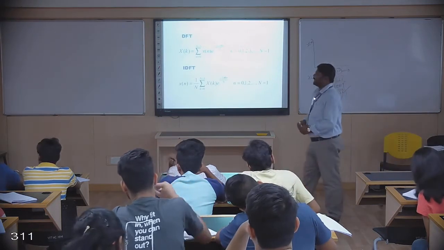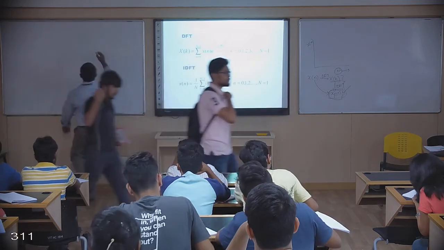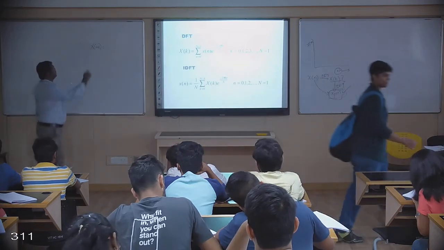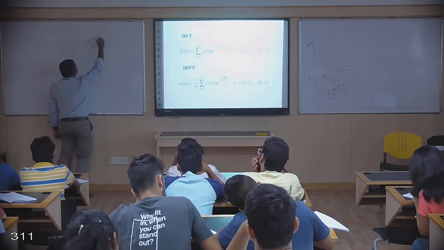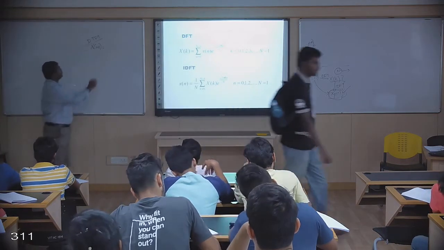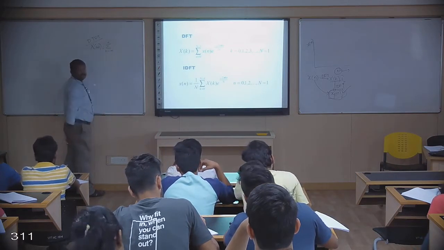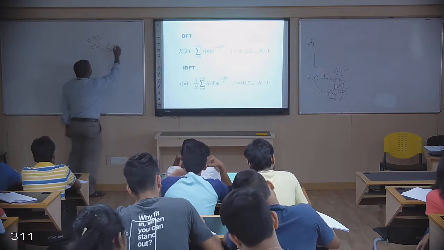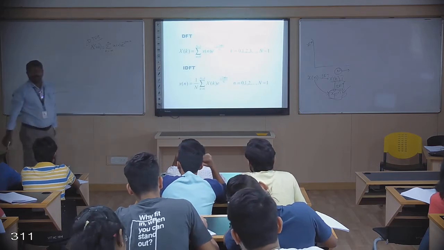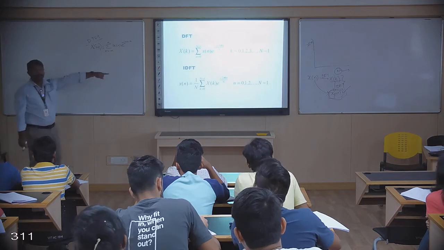Right. Now what is that DFT? So in DTFT, X of omega, what is X of omega? Summation n tends to minus infinity to infinity x of n e power minus j omega n. Am I right? Now please listen, you can take it a little later.